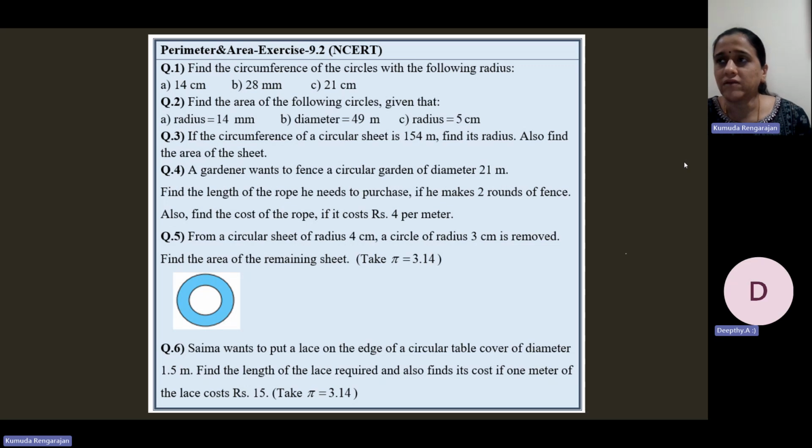Ma'am, after the class, for the first and second question, I just have to circle the option, right? Or do I have to solve it? The first one is not a multiple choice question. Find the circumference of the circles with the following radius. So you'll have to find this.